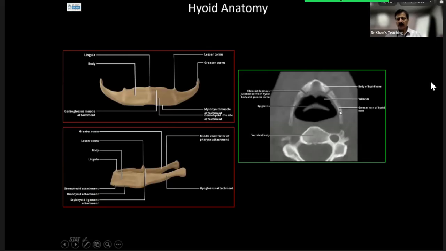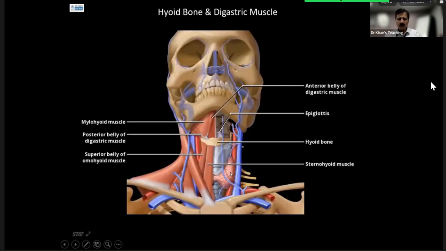So this is the hyoid bone, which is our main landmark. Now, one of the muscles here is the digastric muscle. There is a posterior belly of digastric, and then there is an anterior belly of digastric. It's a very popular muscle for the part 1 exam, particularly on MR coronal.